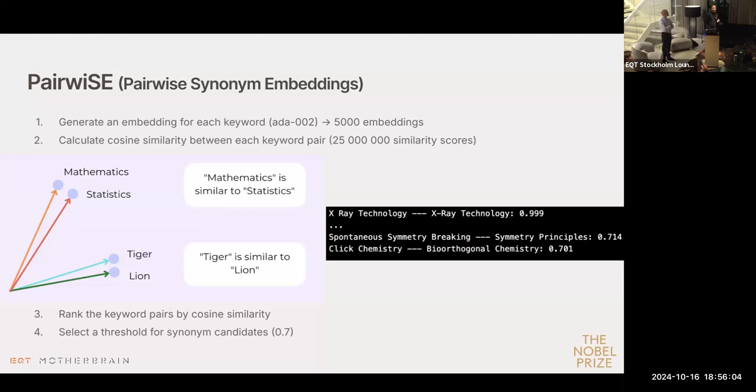And can I get an impression of the audience? How many of you are familiar with calculating cosine similarities between language embeddings?